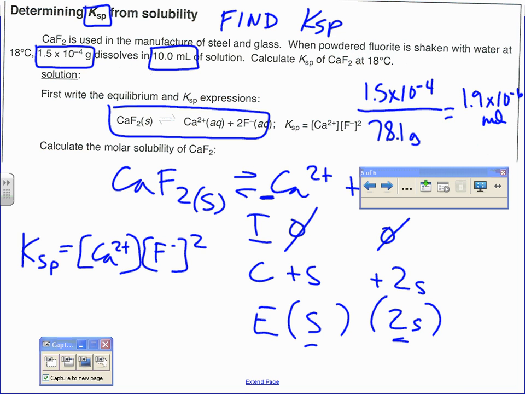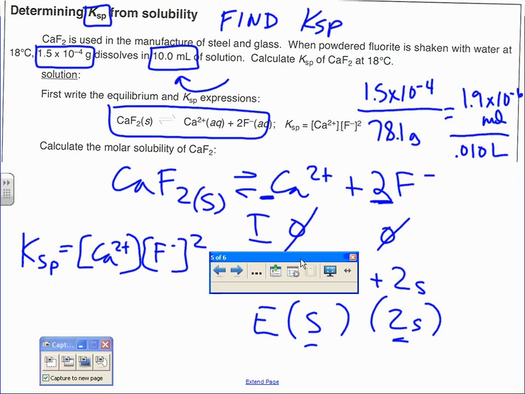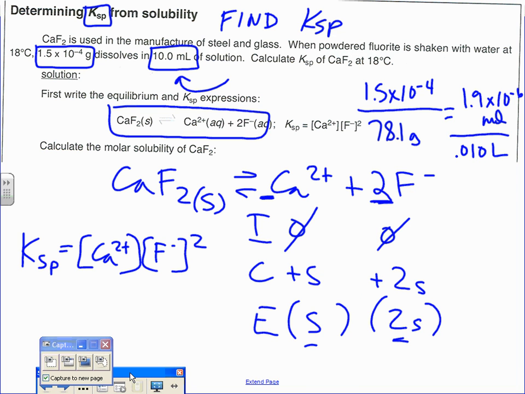I need to know my volume. I care about mass and volume in order to do this. If you look right there, they've given me my volume, 10 milliliters. To get molarity, I'm going to change it to 0.010 liters. So when I go to get my molarity, I'm going to divide that by that, and I'm going to end up with a molarity of 1.9 times 10 to the negative 4th. That is going to be my S.